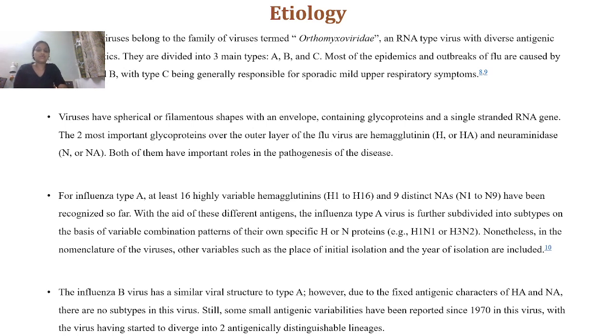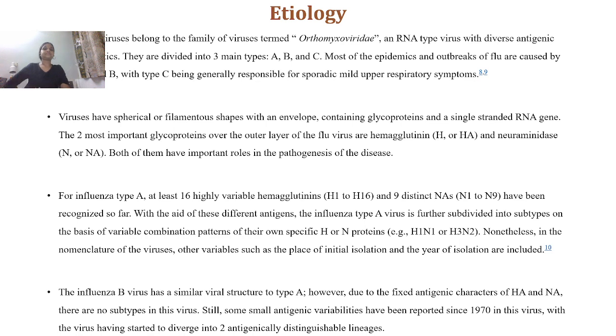Mainly, they are divided into three types: one is A, one is B, one is C. Another one is D, but that is not that prevalent. Most of the epidemics and outbreaks of flu are caused by type A and B, and C is generally responsible for some mild upper respiratory symptoms. So C is not that relevant in causing pandemics. Influenza A and B cause the outbreaks of flu and epidemics.